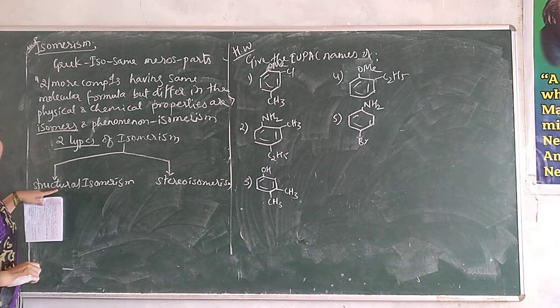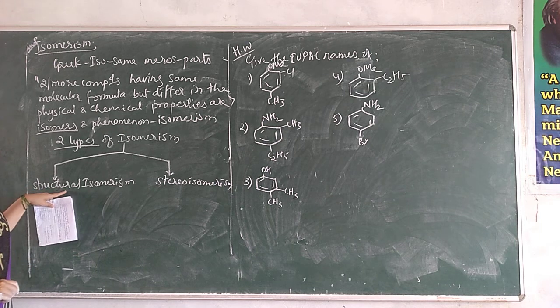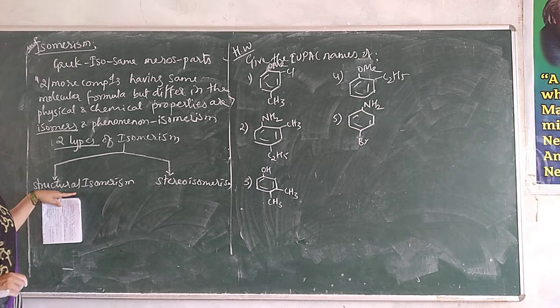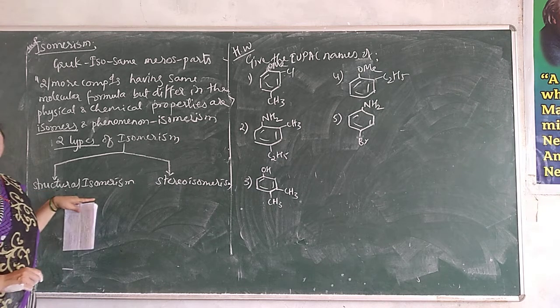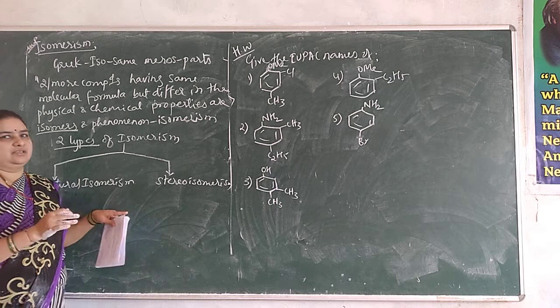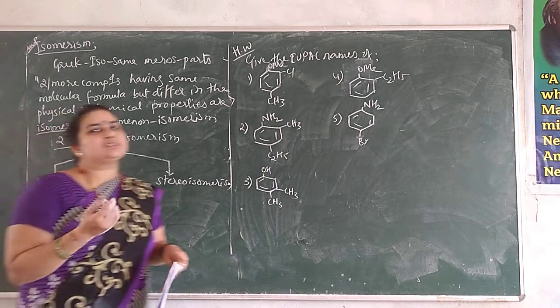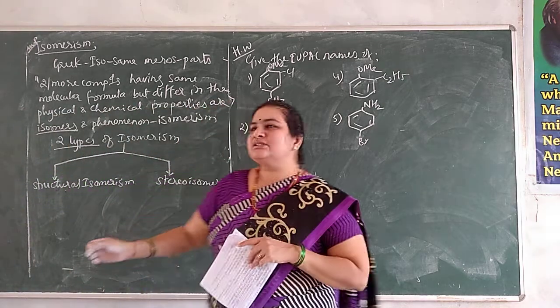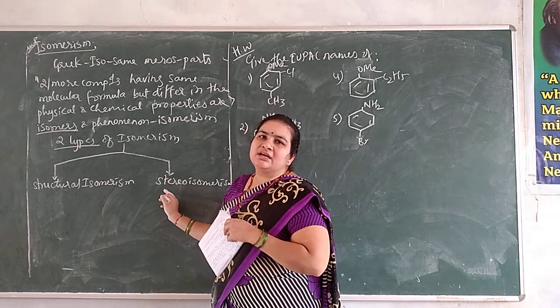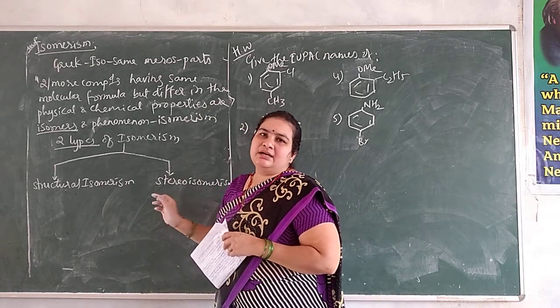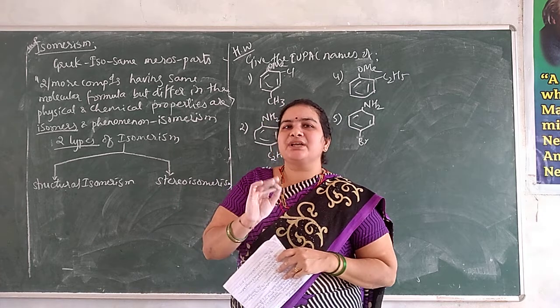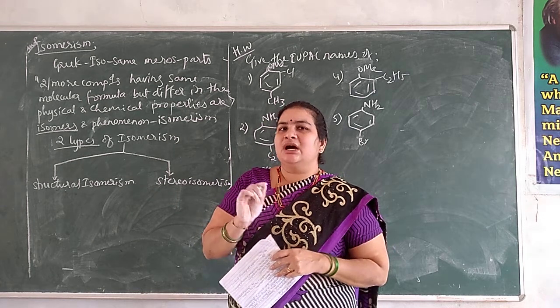As the name indicates, structural isomerism means these are compounds having the same molecular formula but differing in the arrangement of carbon atoms in the chain, or having different structures. And stereoisomerism is where the compounds differ in the spatial or three-dimensional arrangements.